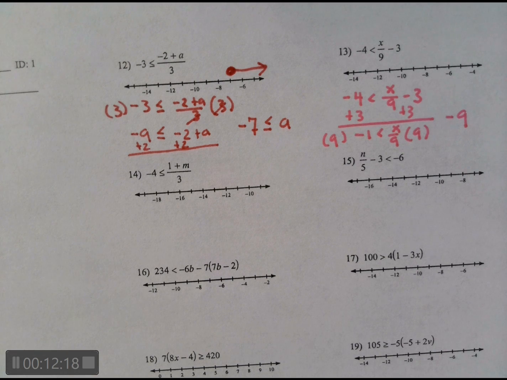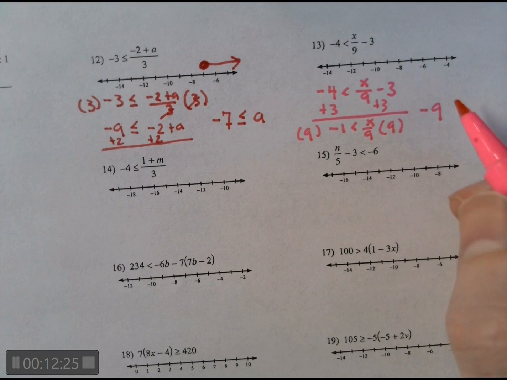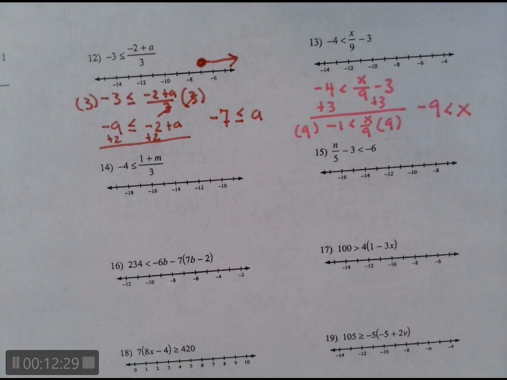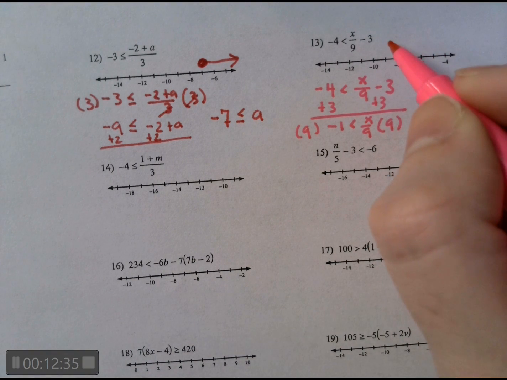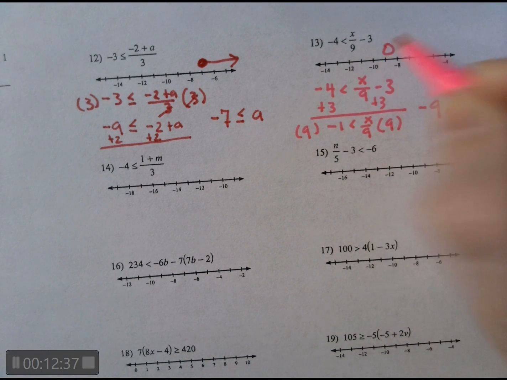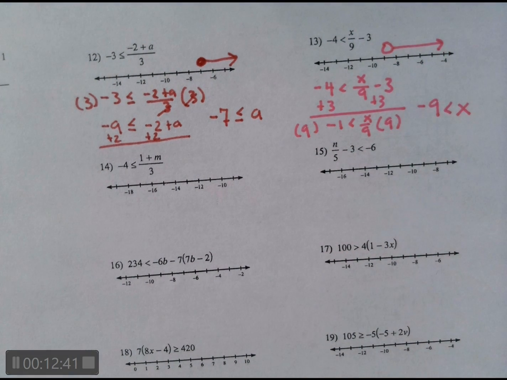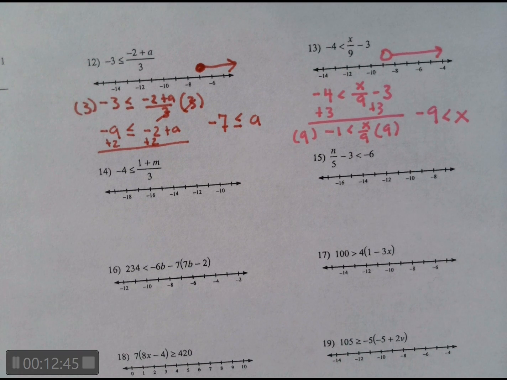Now, since we're multiplying by a negative, just like when we... No, we're not. Sorry. I just lost my mind for a moment. Okay. So, negative 9. Ta-da! So, open circle, telling you guys I'm losing my mind. And then x is to the right, because x is greater than.